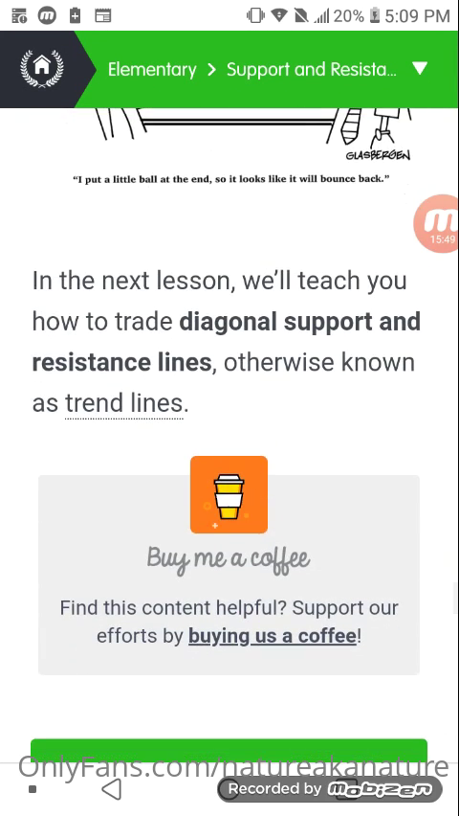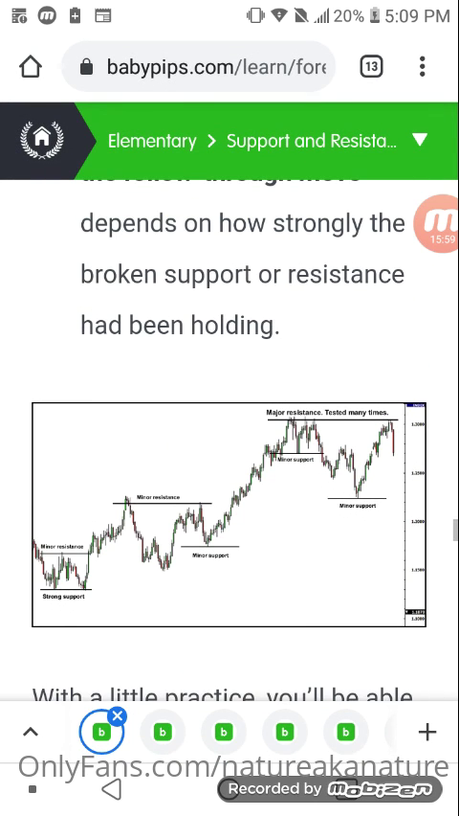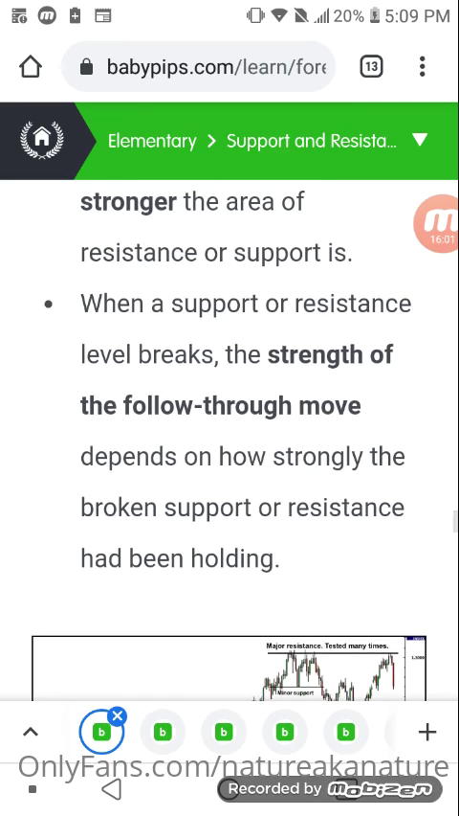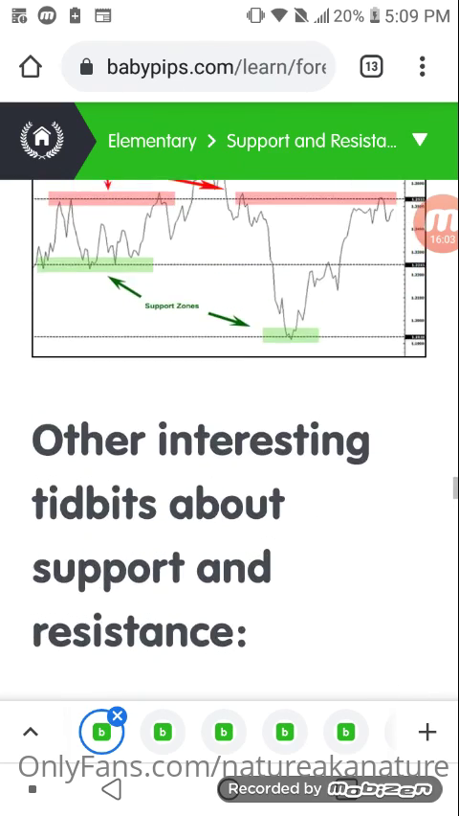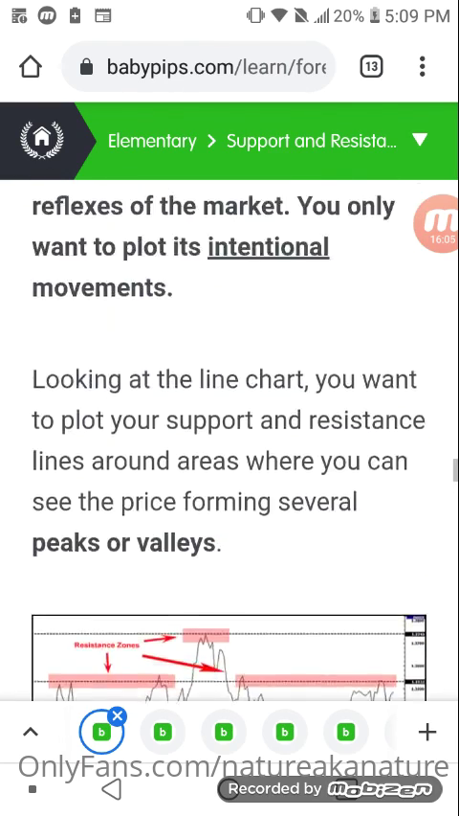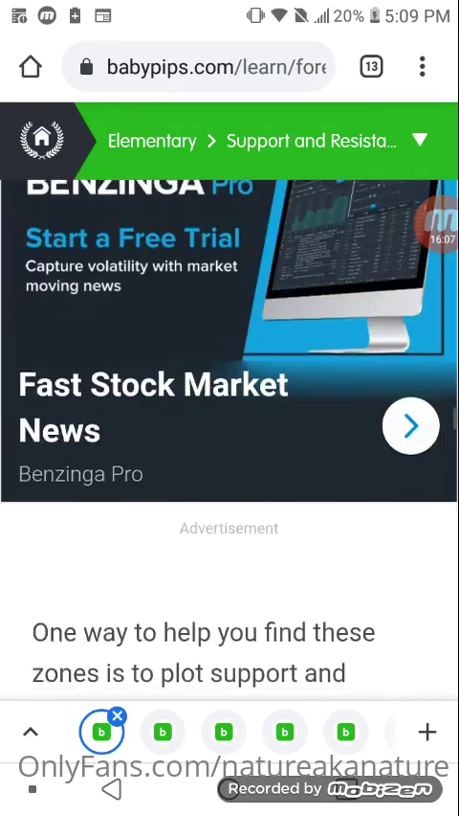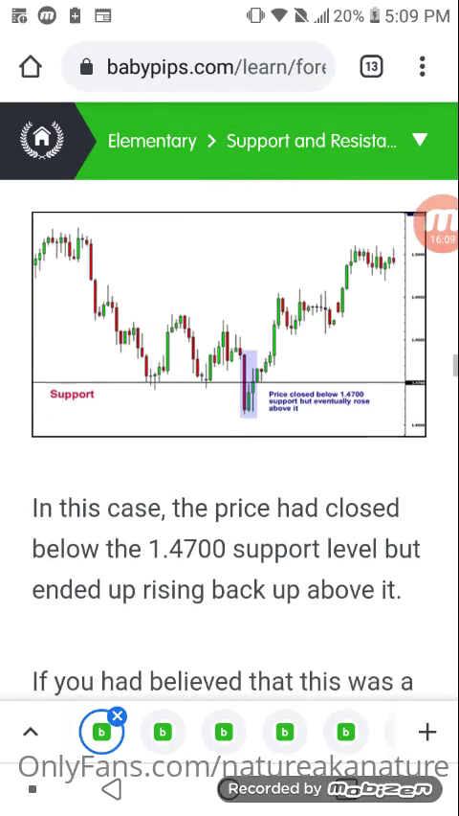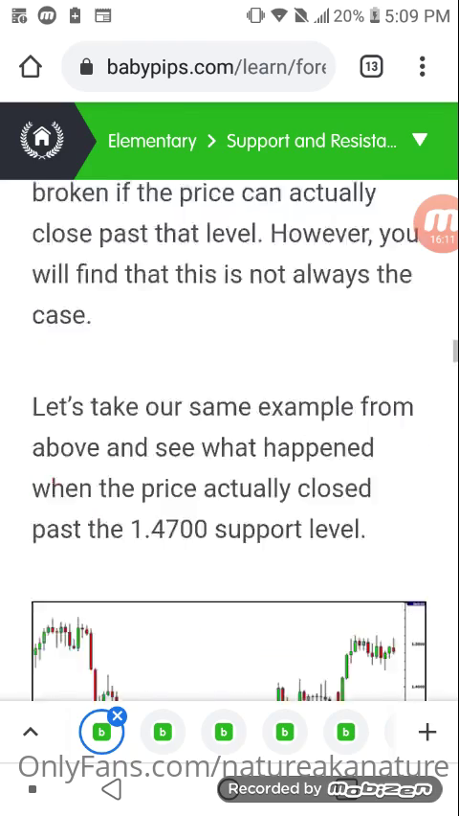So in our next lesson, we'll teach you how to diagonally put on support and resistance lines known as trend lines. So in our next lesson, we'll talk about trend lines. But I hope these videos help, so when you make money in the market, you'll be able to understand what you're doing. We should have gone over resistance and support sooner, but I'm glad we went over it like this.